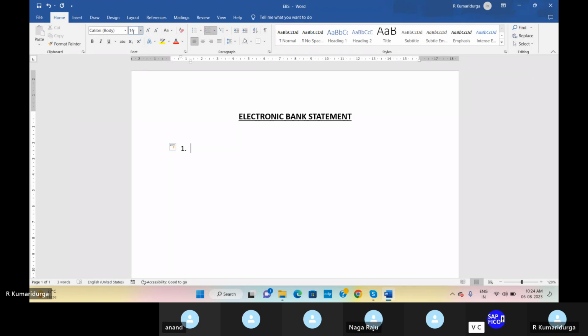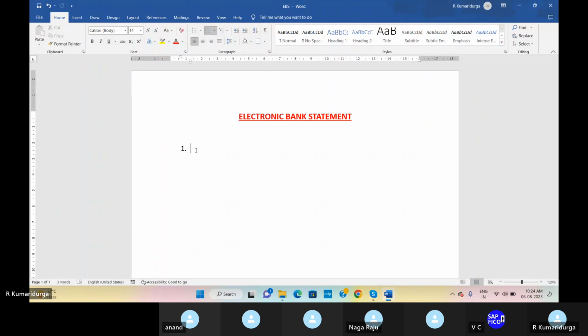Okay, right. So all of you, what do you mean by electronic bank statement? Okay, so this, you know it very well. This electronic bank statement is basically one part of the cash management processes. What do you mean by cash management processes? Cash management process is used for the outgoing payments and also incoming payments. So that is why this electronic bank statement is part of the cash management process.